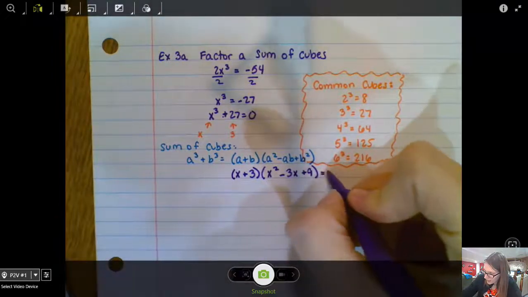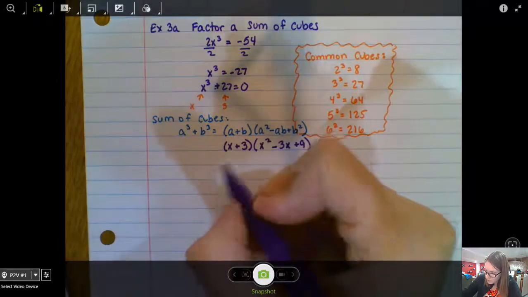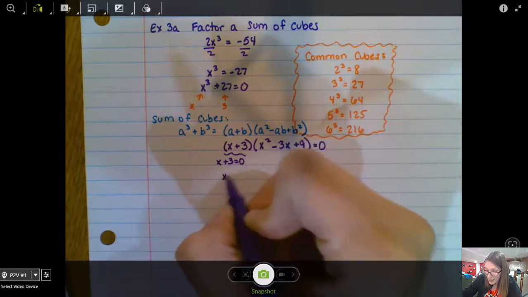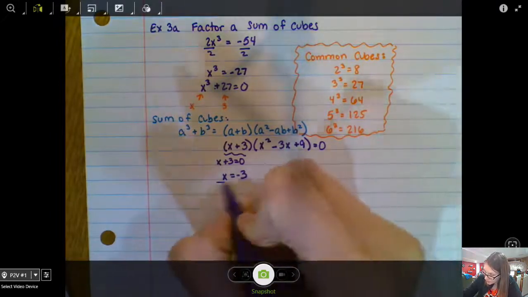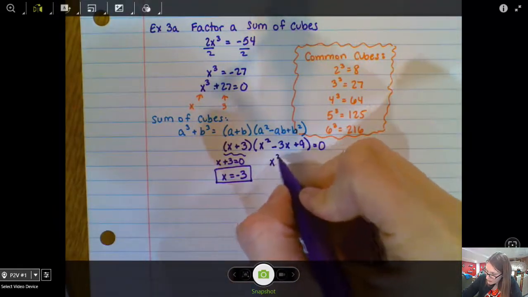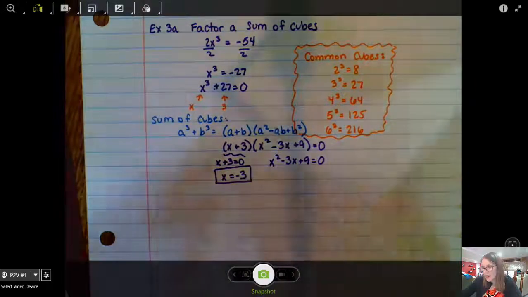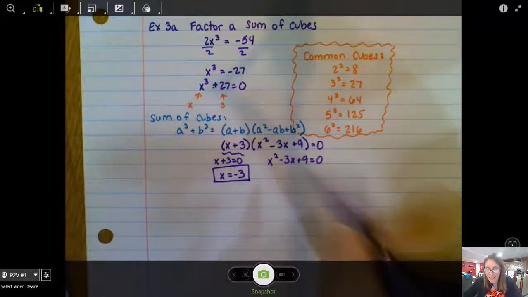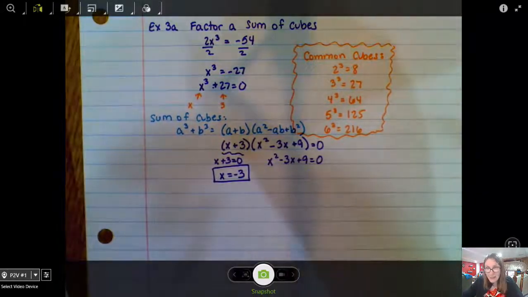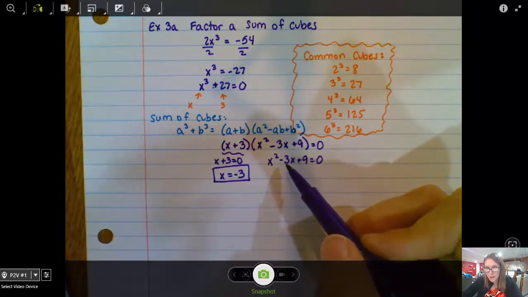And we want to find when does that equal 0. Okay, so from here, well, x plus 3 equals 0 when x is negative 3. x squared minus 3x plus 9 equals 0. All right, this doesn't factor. I don't have any numbers that multiply to 9 and add to negative 3. I can't square root because I have this middle term. I can't complete the square. Well, you could, but the fractions would make this messy because my b value is odd.